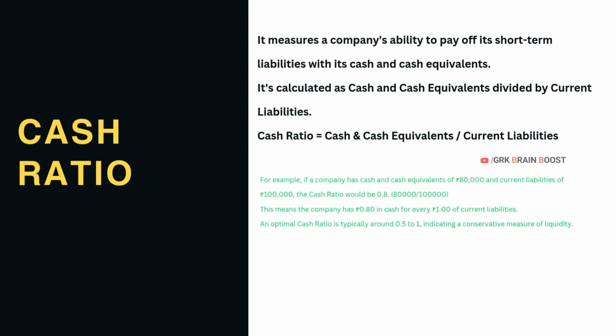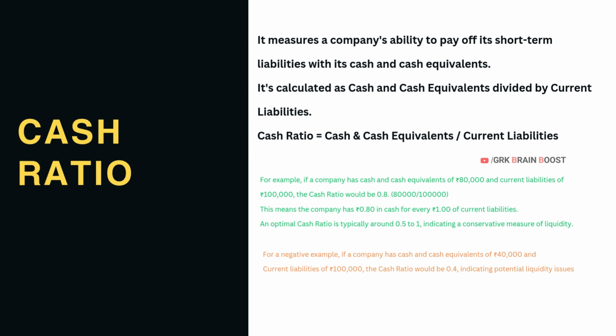For example, if a company has cash and cash equivalents of rupees 80,000 and current liabilities of rupees 1 lakh, the ratio would be 0.8. This means the company has 0.8 rupees in cash for every 1 rupee of current liabilities. An optimal cash ratio is typically around 0.5 to 1, indicating a conservative measure of liquidity. For a negative example, if a company has cash and cash equivalents of rupees 40,000 and current liabilities of rupees 1 lakh, the cash ratio would be 0.4, indicating potential liquidity issues.